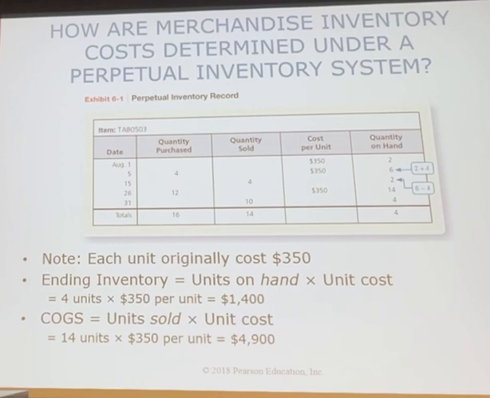Now, because we paid the same amount for each one of the units, $350, it's pretty easy to compute both the ending inventory and the cost of goods sold. Ending inventory would be 4 times $350, or in other words, $1,400. Cost of goods sold would be 14 times $350, or $4,900.